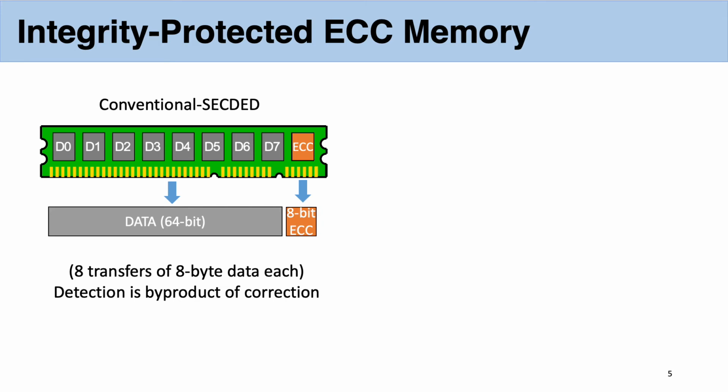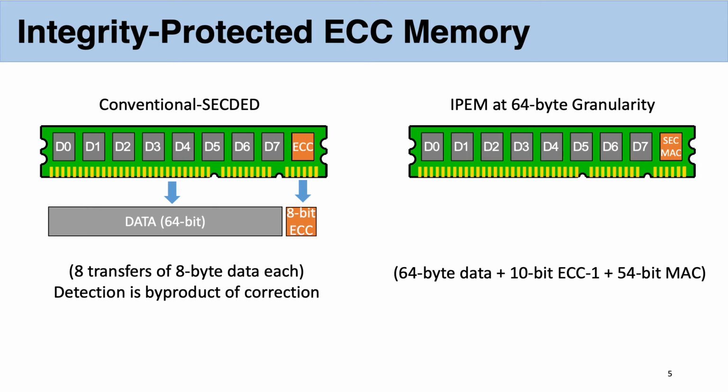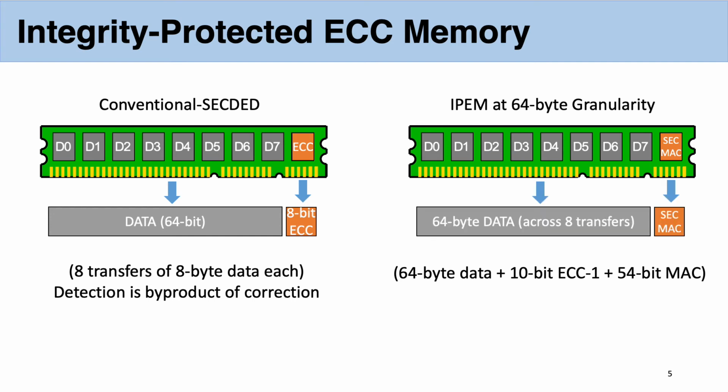However, we don't interact with memory at an 8-byte granularity. We interact with memory at a 64-byte granularity, which is the granularity of a cache line. Then why have ECC code at 8 bytes? Our proposal organizes the ECC code at the granularity of a cache line, 64 bytes. So across 8 transfers, we get 64 bytes of data and 64 bits of ECC code.